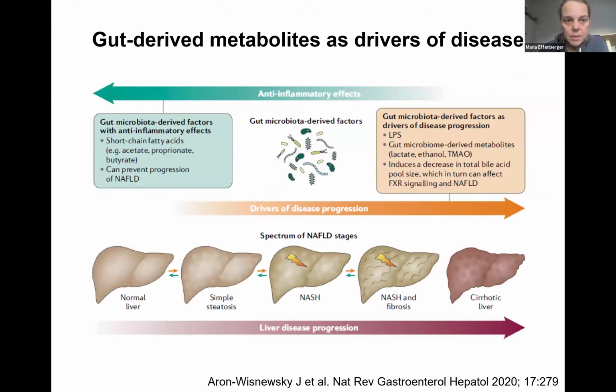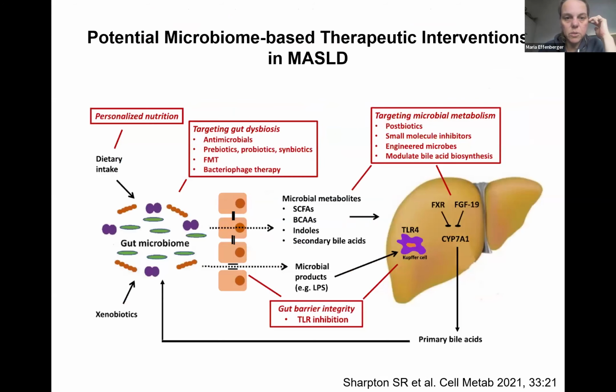So these gut-derived metabolites, that's what I'm talking about all along, are the drivers of disease. And you have these gut microbiota-associated factors, and there are a lot of them, like short-chain fatty acids and LPS and lactate and ethanol and FXR. And all these factors lead to a progression of NAFLD from a normal liver to MASLD and on, to a cirrhotic liver.